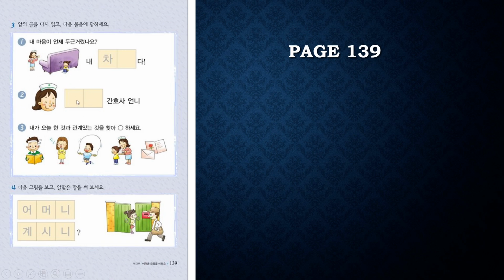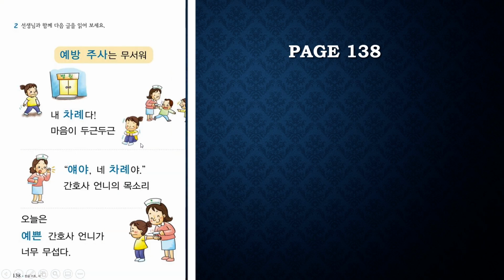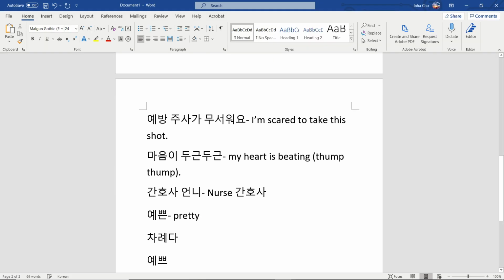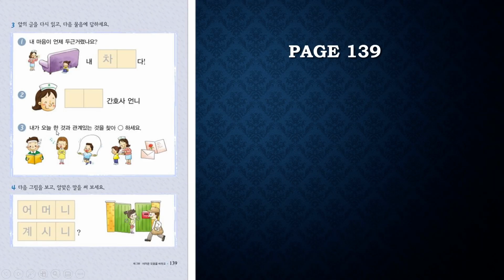How? Blank blank 간호사 언니. What kind of 간호사 언니? So we find 간호사 언니, and then we find 예쁜. So right here once again we fill in the blanks. 예쁜 간호사 언니.